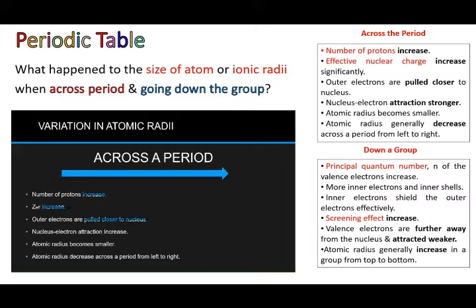So, di antara nukleus dan elektron punya attraction akan semakin bertambah. Okay. So, the atomic radius become smaller. Size dia akan jadi kecil apabila attraction dia tinggi, apabila dia punya ZEF tinggi, apabila number of proton dia tinggi, maka dia punya atomic radius dia akan kecil. Senang cerita, atomic radius akan berkurang ataupun atomic radius decrease across a period from left to right.